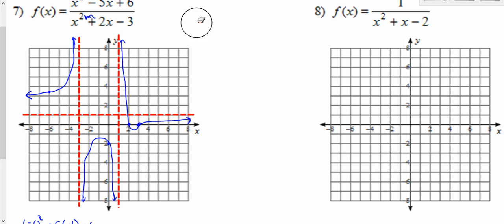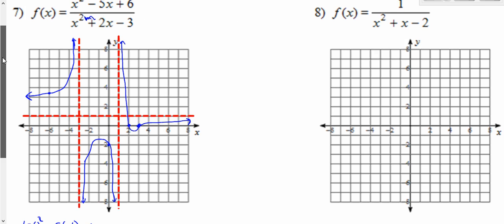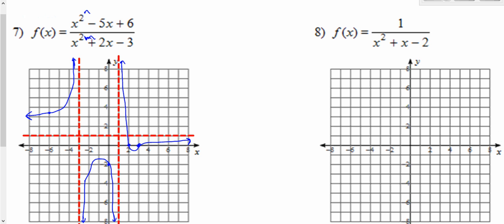To give myself some room. Okay, so let's look at number 8. I need to factor. Well, I don't do anything with the top. And then for the denominator, I will get x plus 2 and x minus 1.